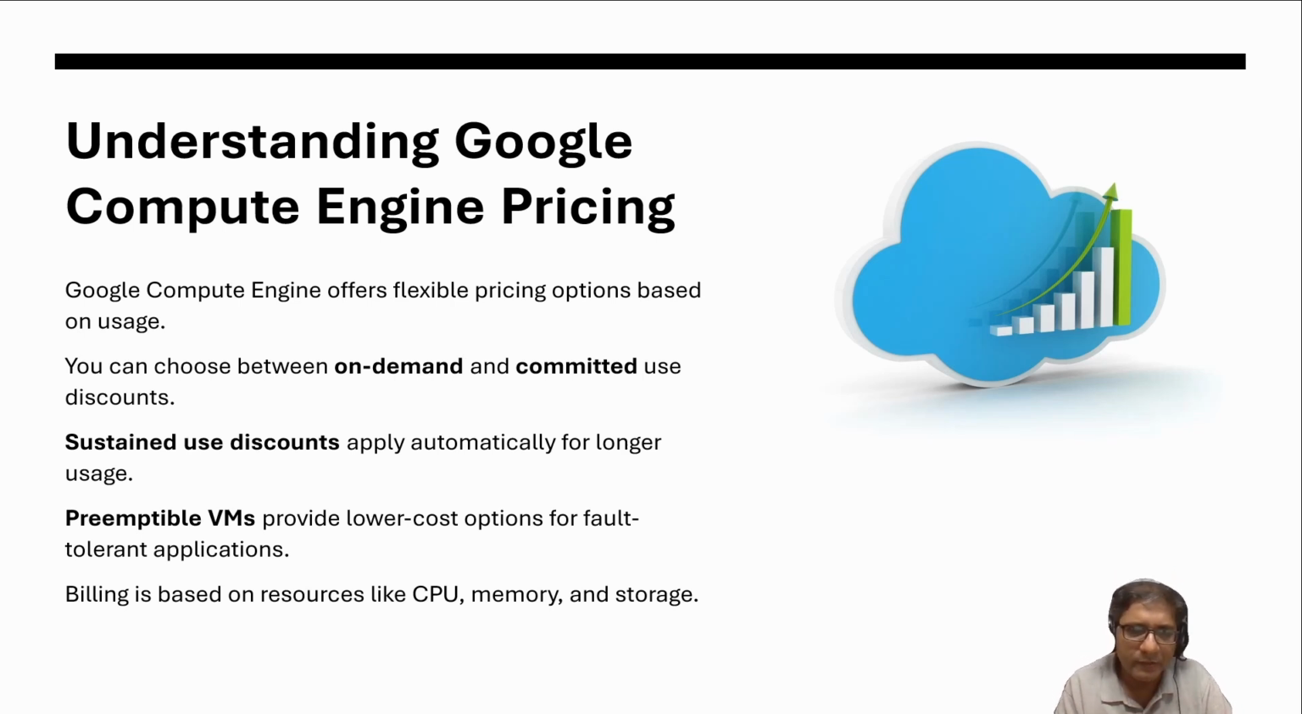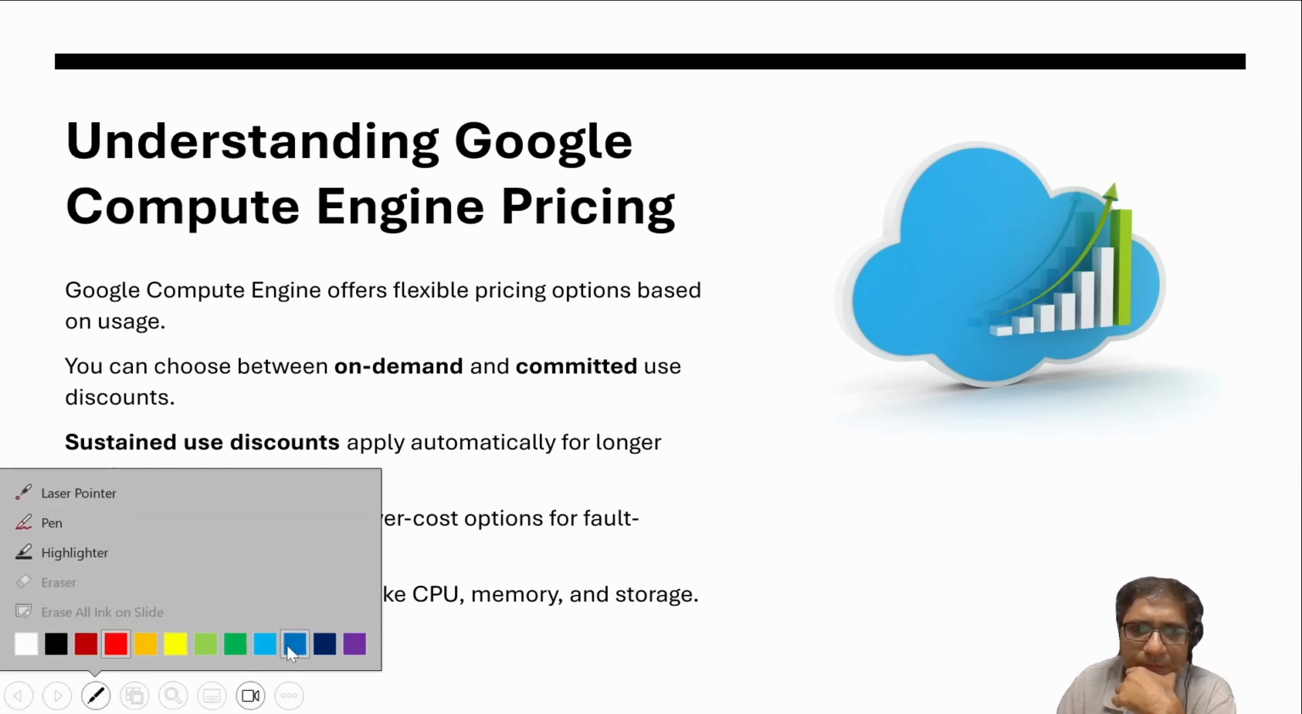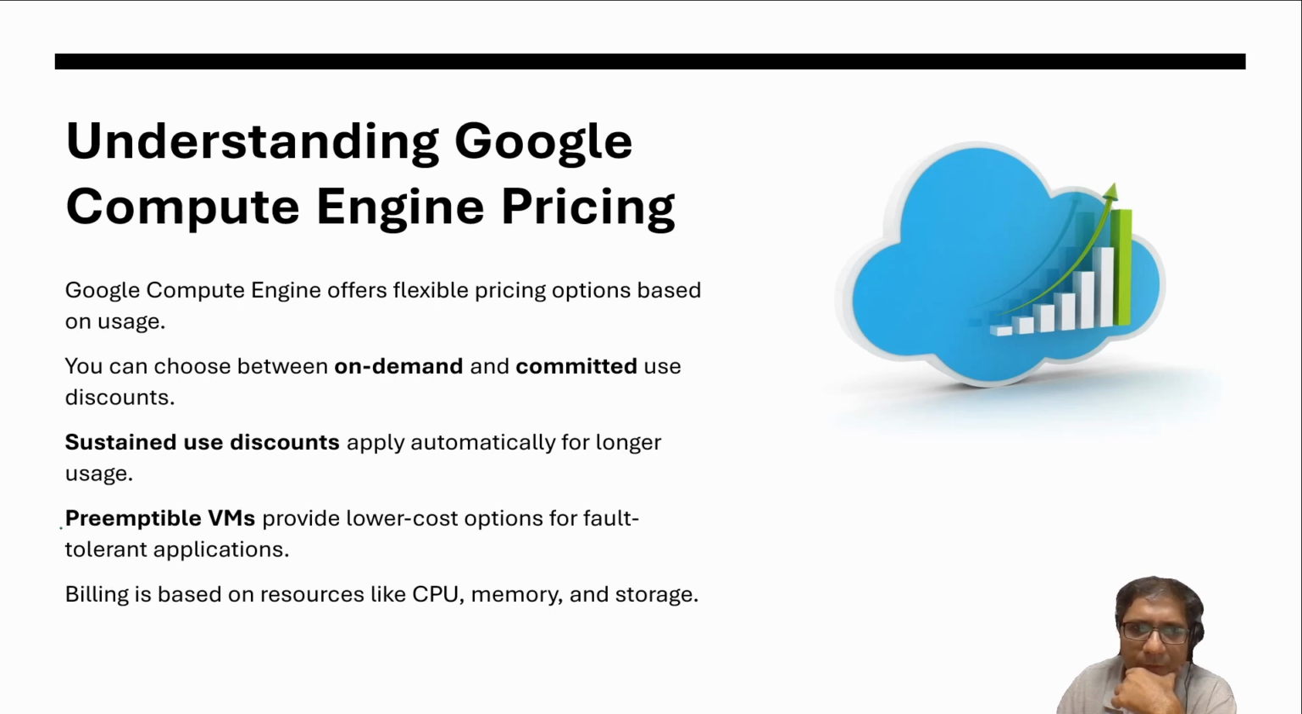Now, we'll talk about sustained discounts in a bit, but before that, I want to highlight the preemptible VMs. Preemptible VMs, the one which you see over here, are unique in terms of how they operate. These VMs are given to you at a steeper discount, but the catch with them is they can be taken away at any point of time. What do I mean by that?